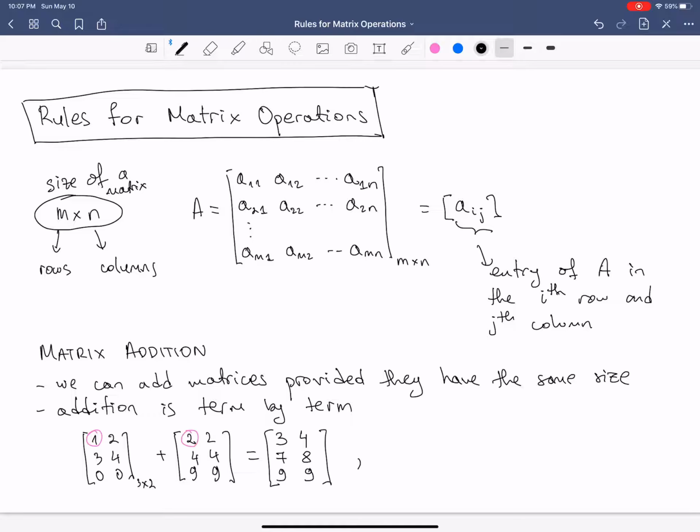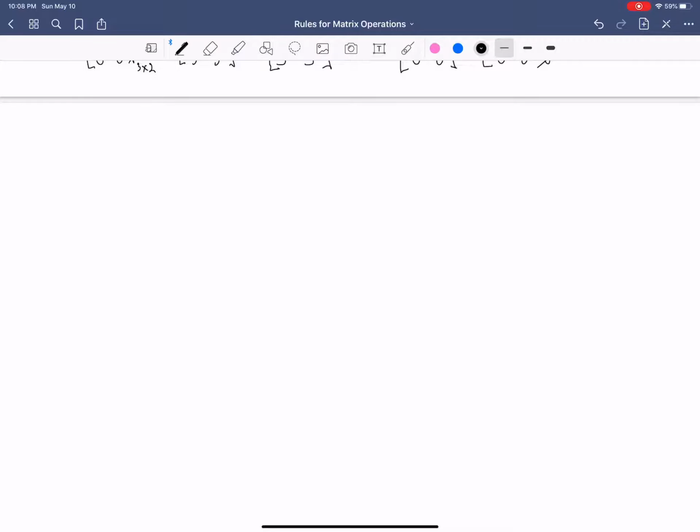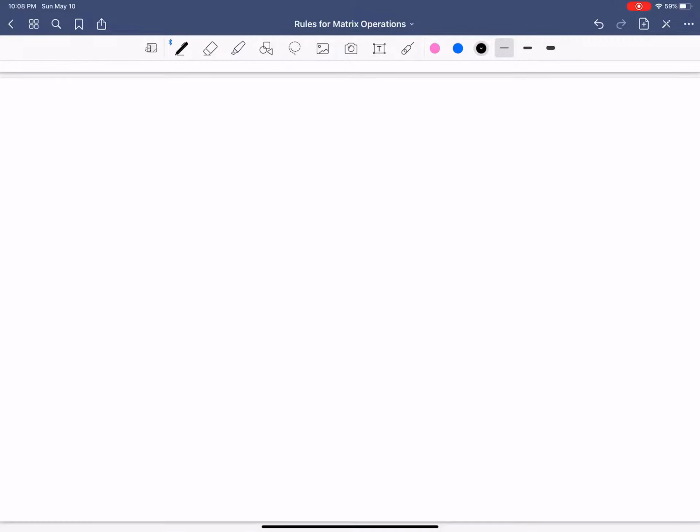Similarly, just like what we had for vectors, if I multiply a matrix by a constant, by a scalar, it is just like with vectors. The multiplication is done term by term. So this would be 2, 6, 0, 4, 8, 0. So exactly what you would expect, nothing special here. We still have to respect how it works. All right, now multiplication is a little bit different.